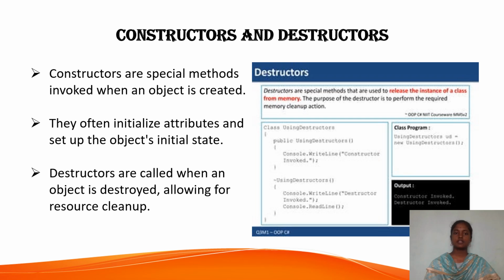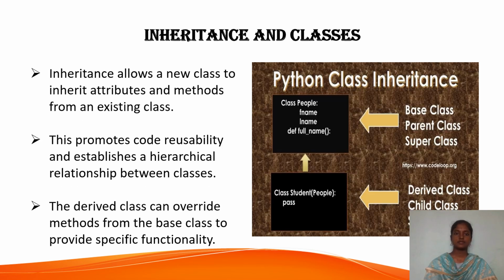Coming to the constructors and destructors. Constructors are special methods invoked when an object is created. They often initialize the attributes and set up the object's initial state. Destructors are called when an object is destroyed, allowing for resource cleanup.